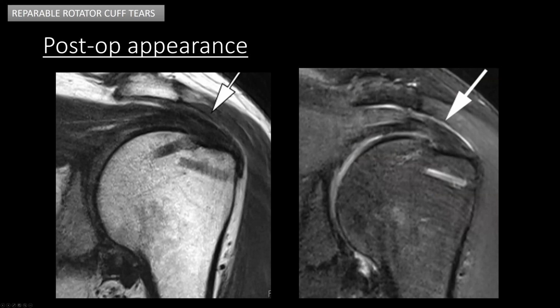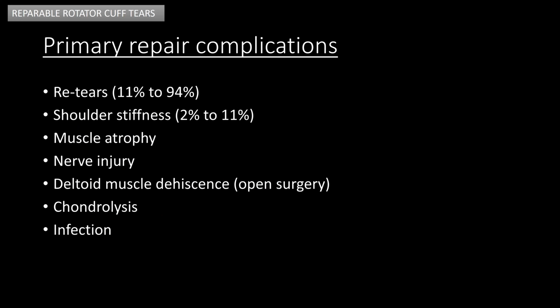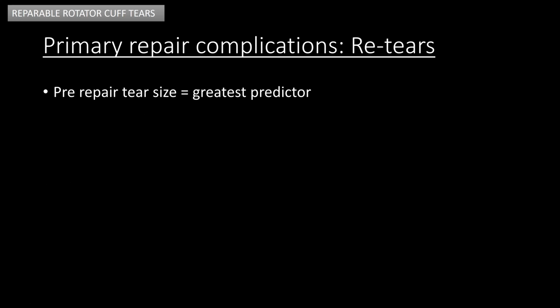In terms of complications of the primary repair, re-tears and shoulder stiffness are the two most common complications following rotator cuff repair, but there are other complications. For the most part, I'm just going to focus on the re-tears of the tendon repair throughout my talk, and when we get into the massive rotator cuff tear irreparable cases, I also try to focus on re-tears.